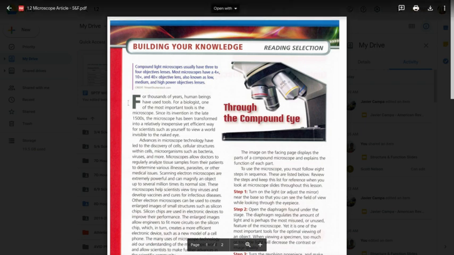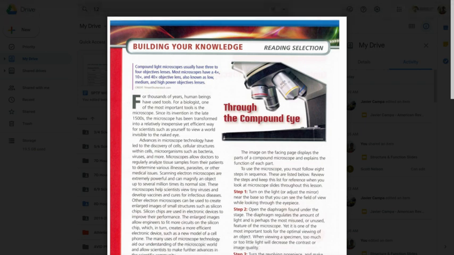Paragraph 1. For thousands of years, human beings have used tools. For a biologist, one of the most important tools is the microscope. Since its innovation in the late 1500s, the microscope has transformed into a relatively inexpensive yet effective way for scientists such as yourself to view a world invisible to the naked eye.